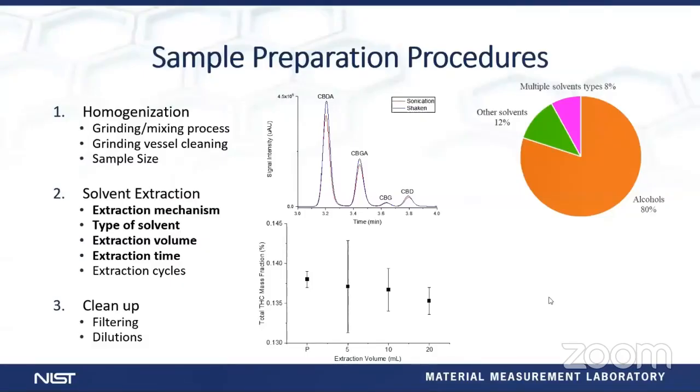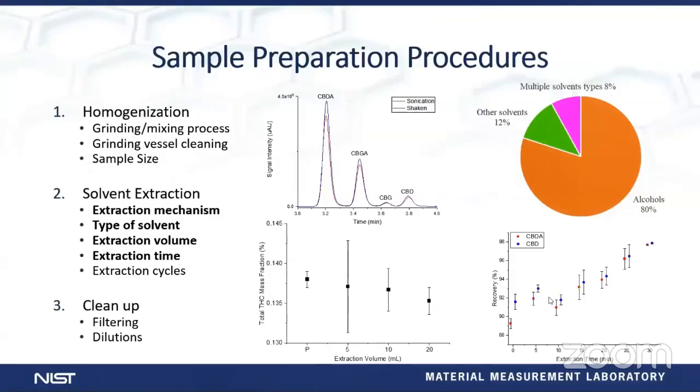So P represents the preliminary result from the PT study. We used the material from them, and we did the extraction using 5, 10, and 20 milliliters of solvent. And although it slightly went down as we increased the volume of methanol that we used, these were all within the overlapping uncertainties of the original value on the certificate. And we chose 5 milliliters moving forward to be deemed acceptable for 0.1 grams of extraction.